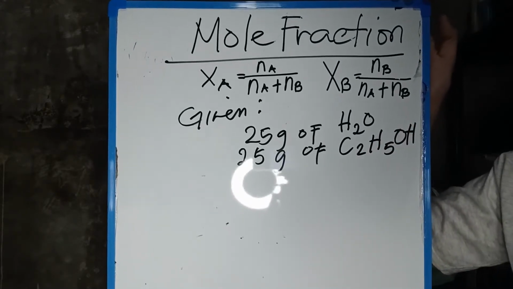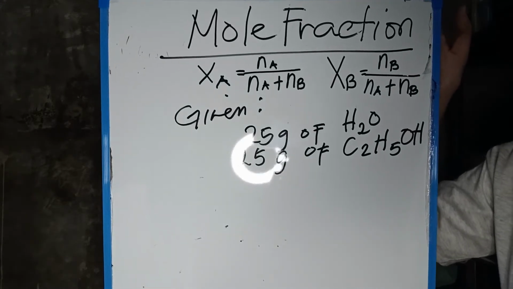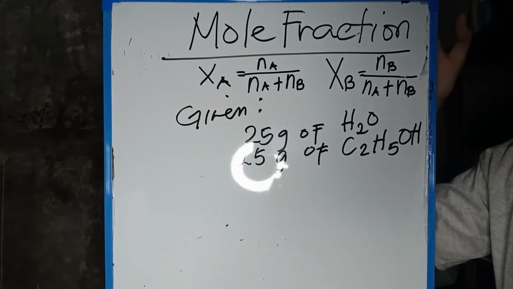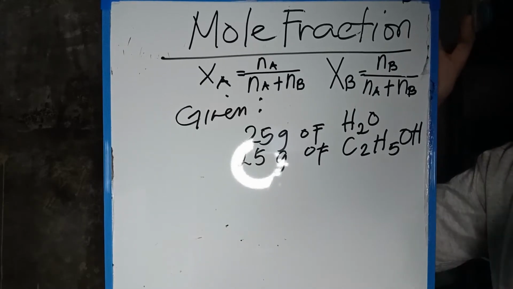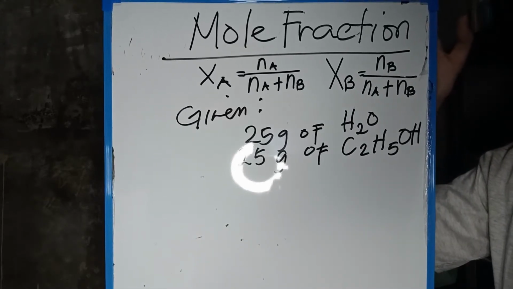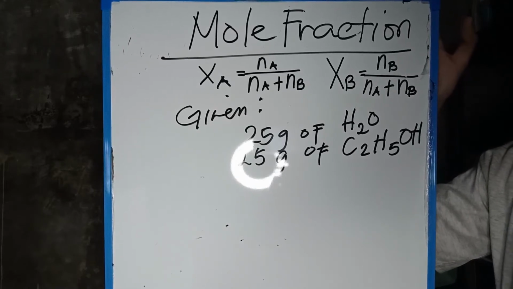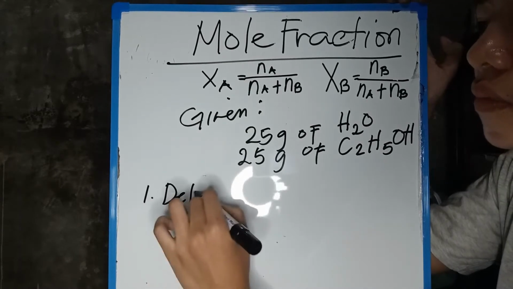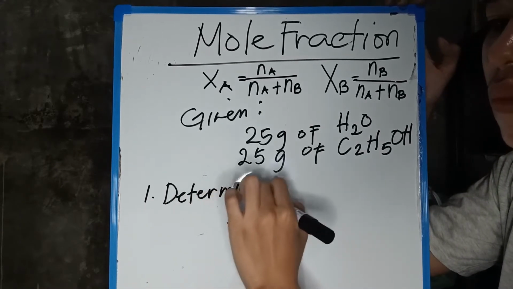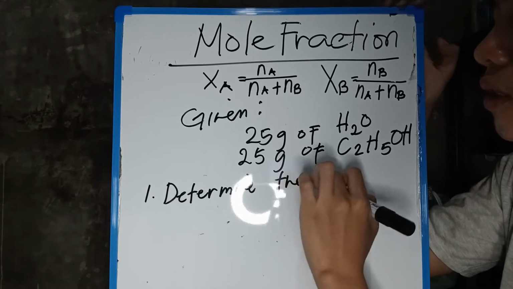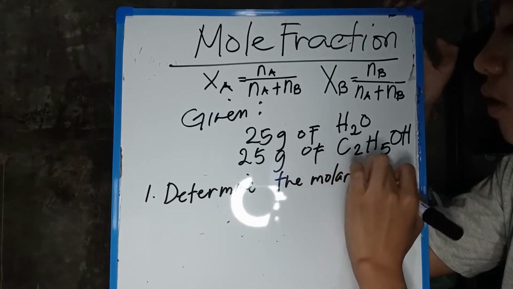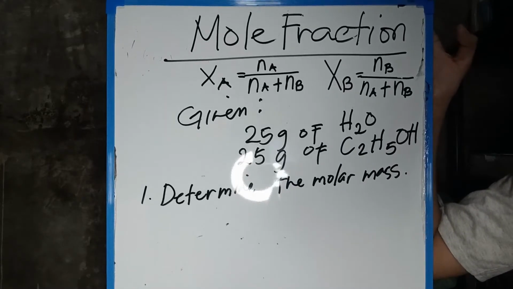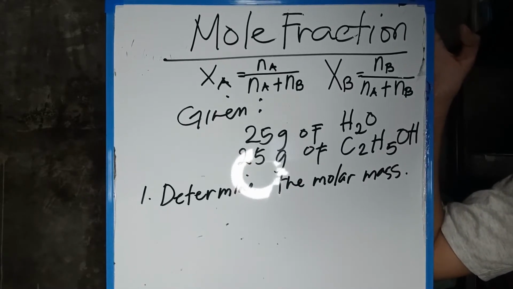So, when we are solving for the mole fraction, we can't get the mole fraction right away without following the procedure. In order for us to get the mole fraction, first, we're going to get the molar mass of each substance. So, first, determine the molar mass.